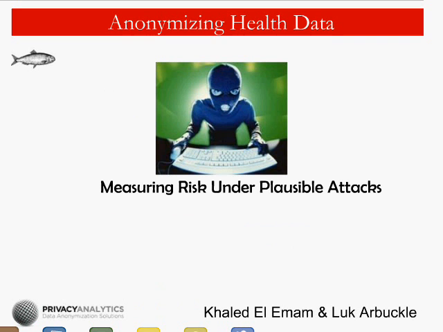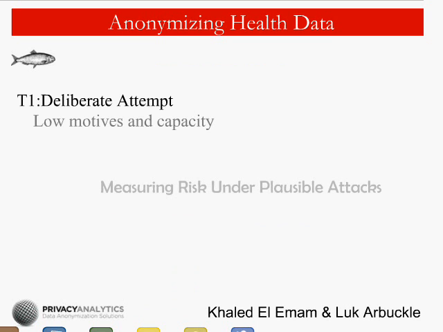Now we go on to measuring the risk. This is sort of the meat of what we want to talk about. So how do we do that? Now, the first thing we're going to look at is the first attack that Cal had presented, which is a deliberate attempt. The researcher gets the data and actually wants to find someone in the data, even though they're not supposed to. Well, we think that's unlikely.